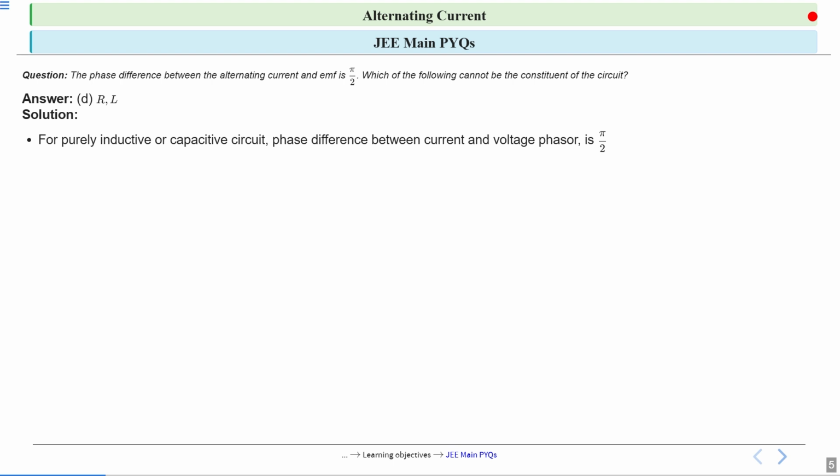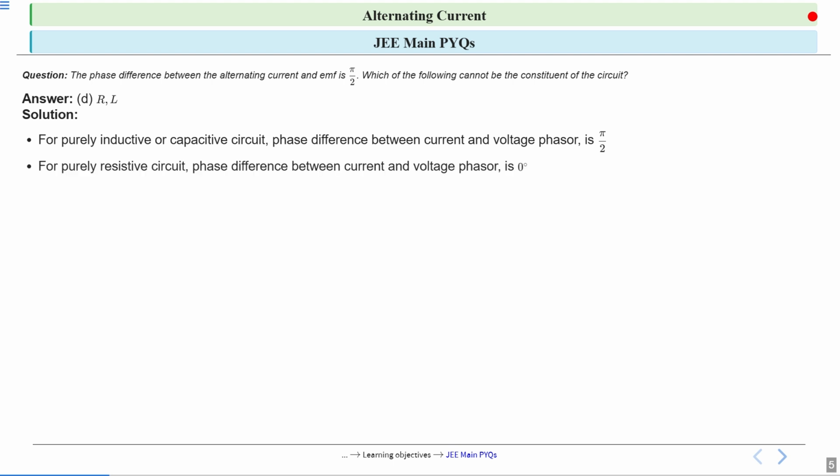But in case of a purely capacitive and inductive circuit, the phase difference is pi by 2. Okay, so which of the options cannot constitute the circuit in which the alternating current and EMF have pi by 2 phase difference? Okay, so for a purely inductive and capacitive circuit, the phase difference between current and voltage is pi by 2. So options B and C are incorrect.